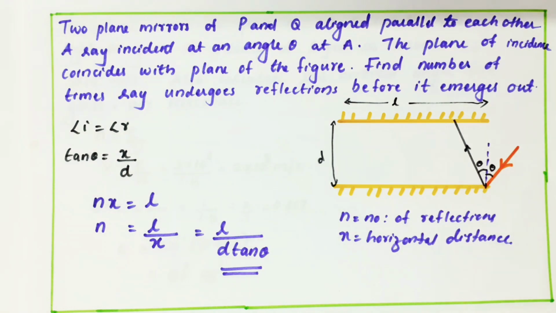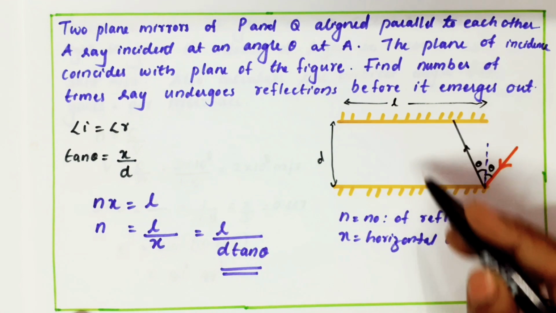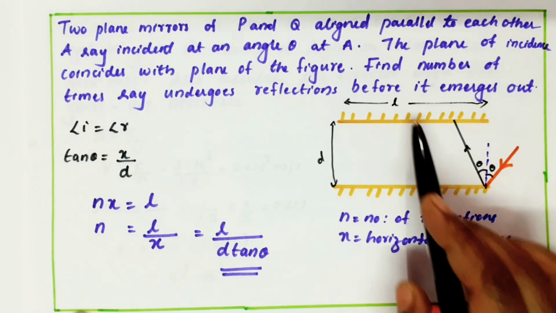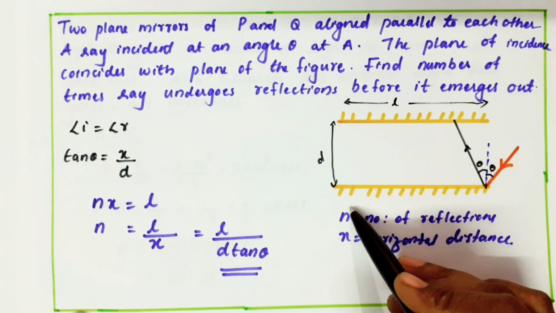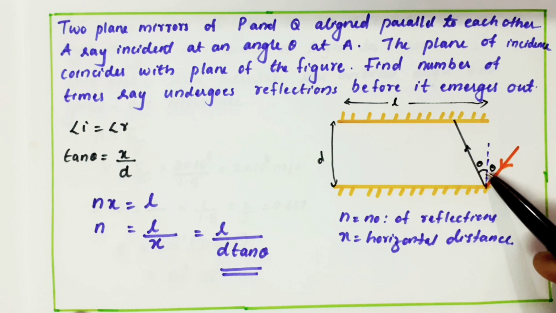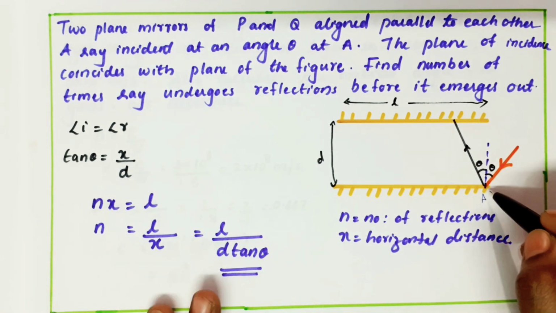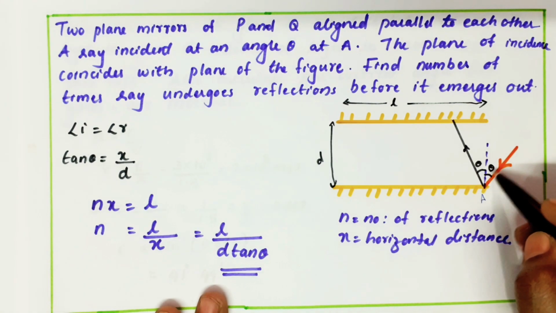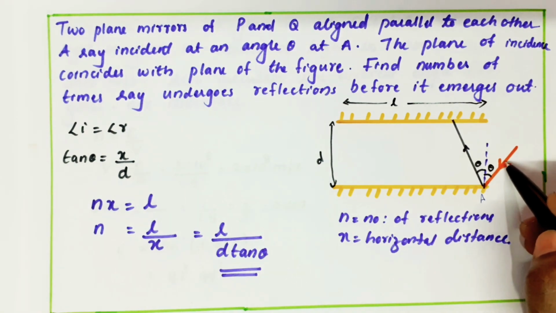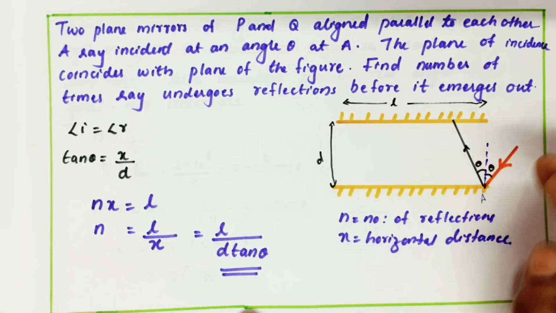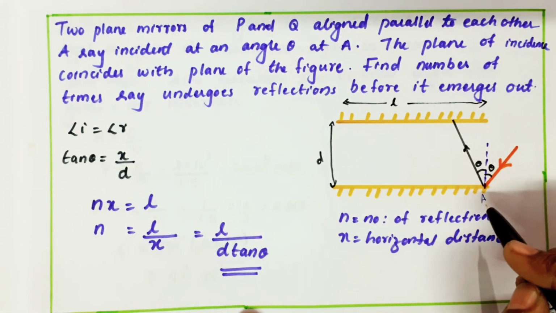So the first numerical is: two plane mirrors P and Q, that is, these two plane mirrors are aligned parallel to each other. These are the plane mirrors. A ray is incident at an angle theta at A. So at this point, the ray is getting incident at an angle theta. The plane of incidence coincides with the plane of the figure. And find the number of times the ray undergoes reflection before it emerges.